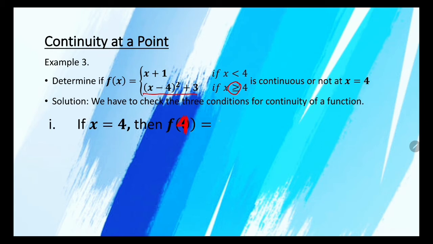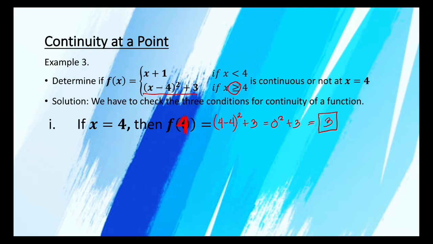So you have x, the 4 minus 4 squared plus 3. So you have 4 minus 4 is 0, 0 squared plus 3. So the answer is f of 4 is equal to 3. Therefore, the function is defined at 4.